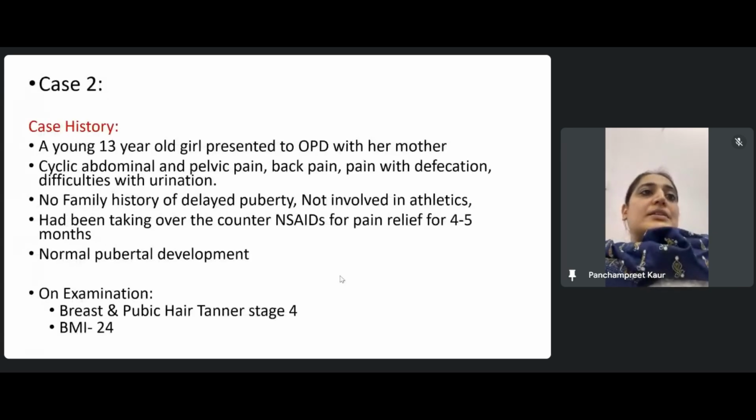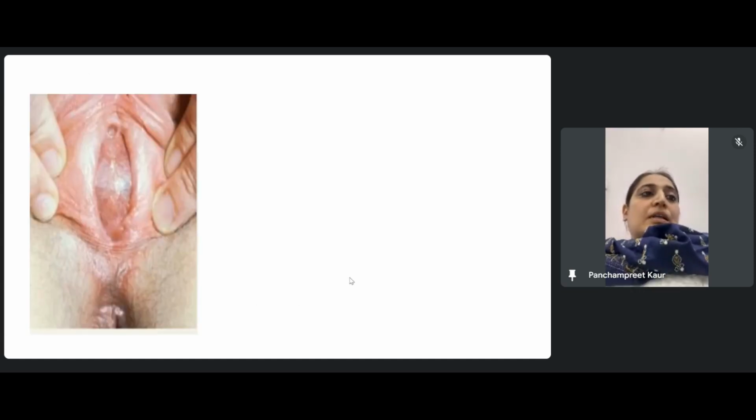Another girl comes to an OPD at 13 years of age with her mother with cyclical abdominal and pelvic pain with a backache and defecation issues with difficulties in urination. There is no family history of delayed puberty. She was never involved in athletics, had been taking over the counter NSAIDs for pain relief for the past 4 to 5 months, and had normal pubertal development with normal breast and pubic hair Tanner's stage 4. She has a BMI of 24.